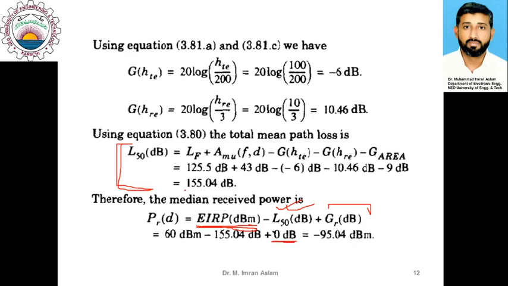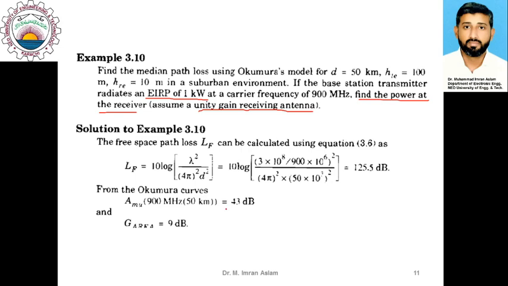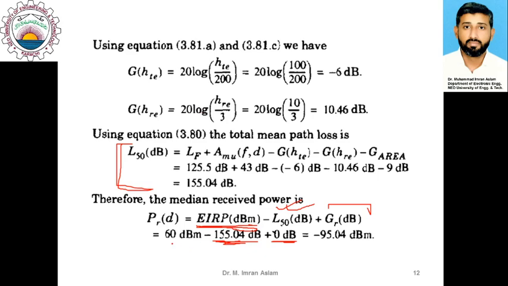L50 dB is already calculated as 155.04 dB, as shown here. EIRP is given in kilowatts, and we have to transform it into dBm. We have done some problems previously to transform EIRP into dBm, because dBm means you are taking the reference value of 1 milliwatt. If you convert this 1 kilowatt into dBm using that formula, you would see that the EIRP comes out to be 60 dBm.